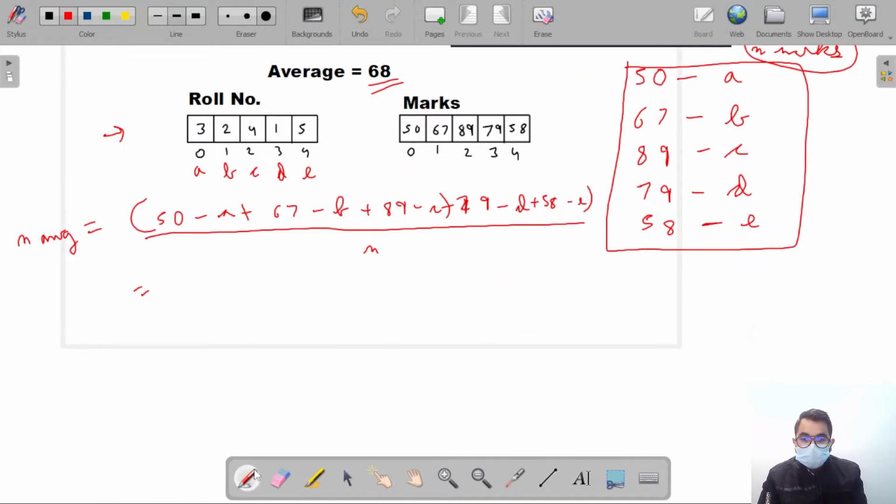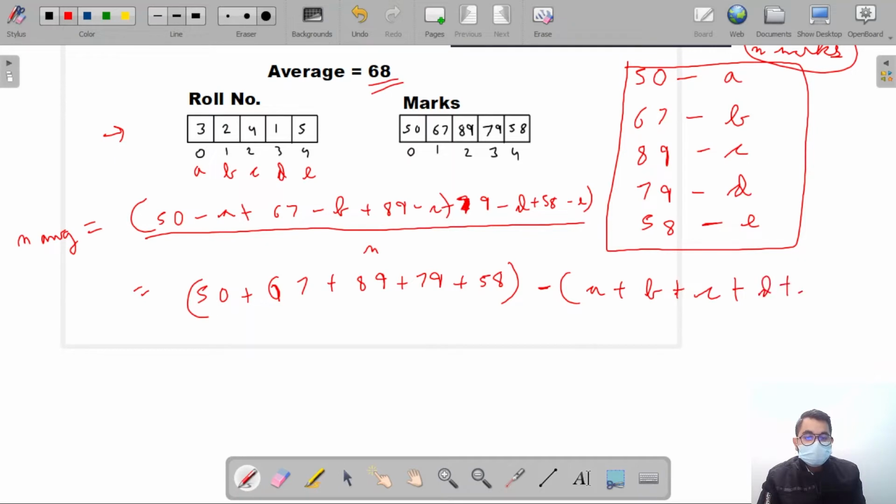Alright, now this equation is very difficult to read, so let's try to make it easy by putting all the numbers on one side and all the alphabets on the other side. Okay, 79, 58. So here are my numbers and here are my alphabets: A plus B plus C plus D plus E. Okay, so this is how it should look, and it should be divided by n.